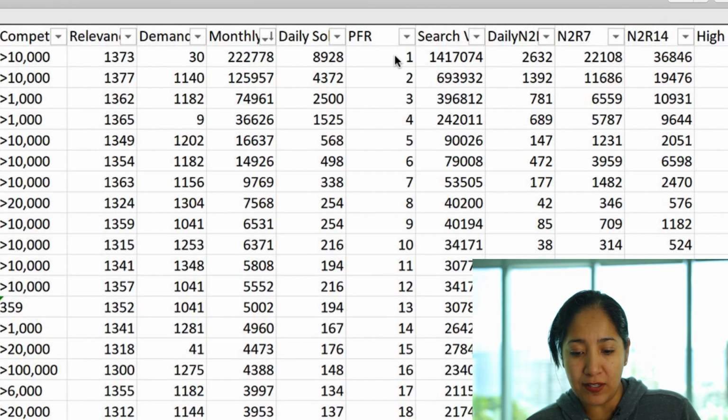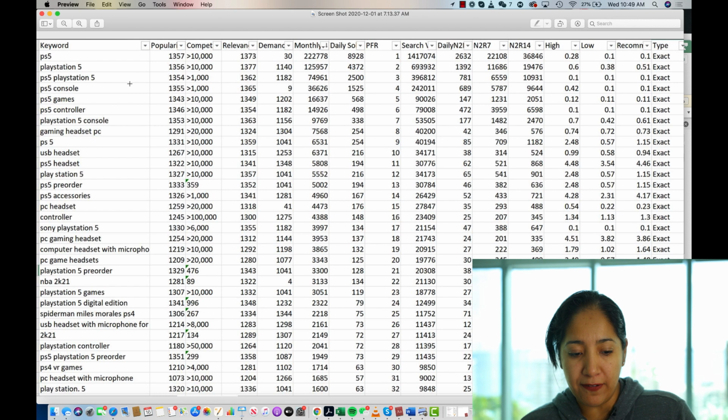And what it basically means is 1 being the keyword with the most amount of sales for the PS5, 2 being the second place keyword, which is PlayStation 5, 3 being the PS5 PlayStation 5, which means in order of importance from 1 to 3, PS5 gets more sales than PlayStation 5, then PS5 PlayStation, and so forth. So the lower you get, the less amount of sales each of these keywords get.